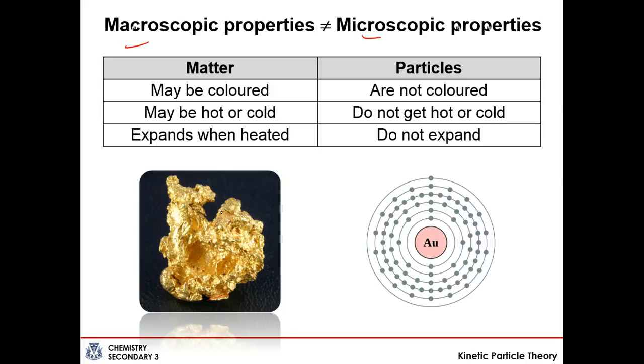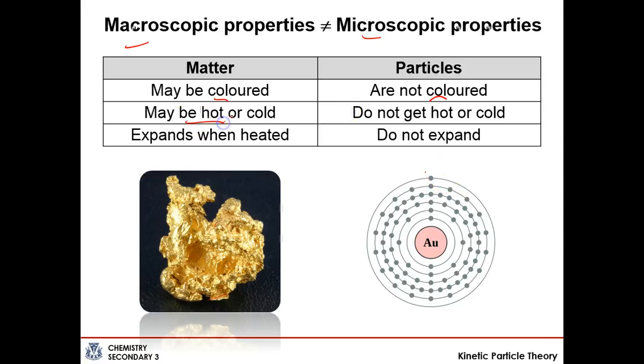So it's a bit different. So do not confuse them. Matter can be colored. Particles are not colored. Color is not a property of the particle. It's a property of matter, arising from the particles interacting with other things together.